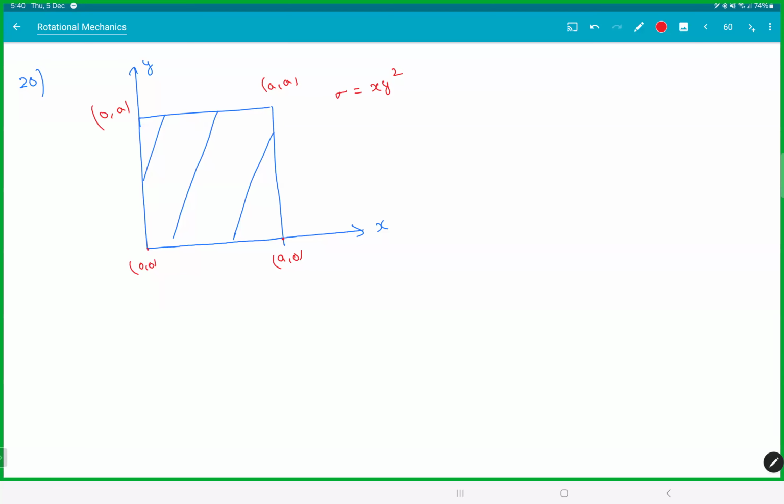Means look at this thing. Suppose if x is equal to 1 and y is equal to 2, that will have some density. If x is equal to 2 and y is equal to 2, you'll have a different density. So as you go to the right side, this plate is becoming denser and denser. The density depends on the x and y coordinates. Sigma is the surface density. It's a plate.